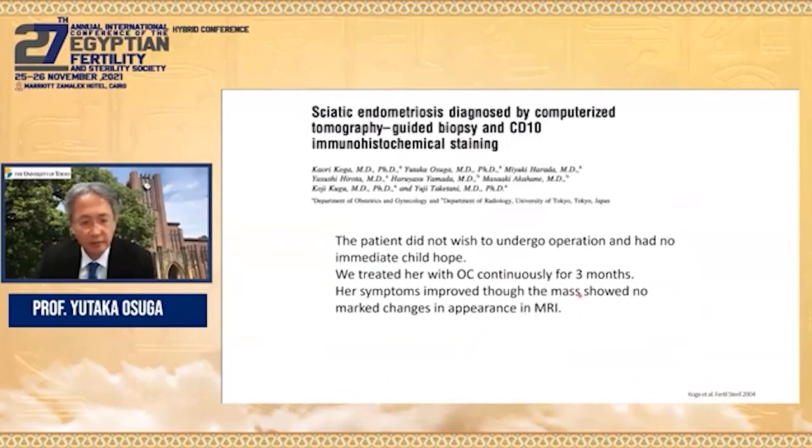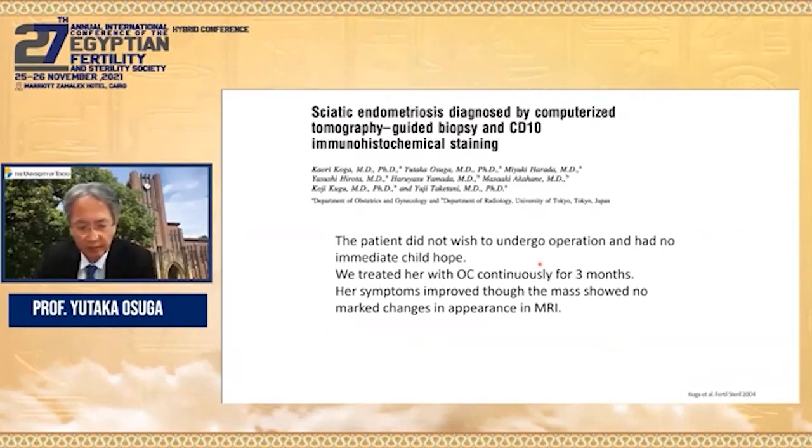The patient did not wish to undergo operation and had no immediate child hope. So we treated her with OC continuously, oral contraceptives continuously. Her symptoms remarkably improved. Meanwhile, the mass showed no marked changes in appearance in MRI, but it was okay since the disease is benign.